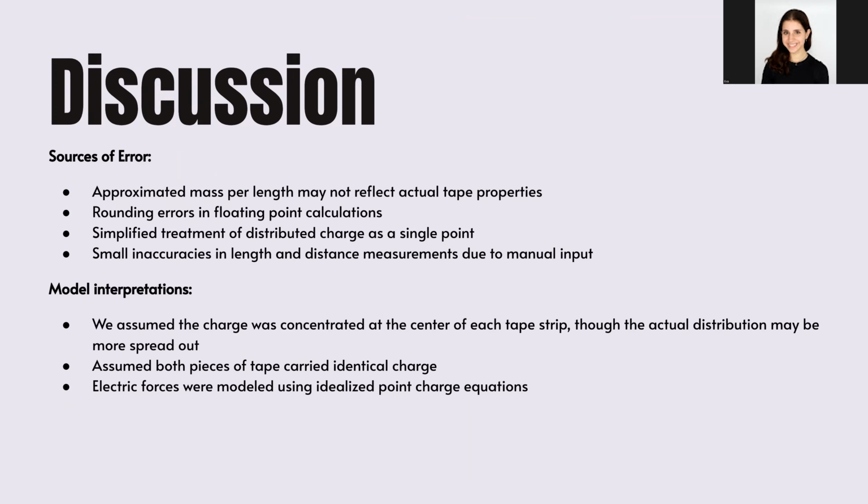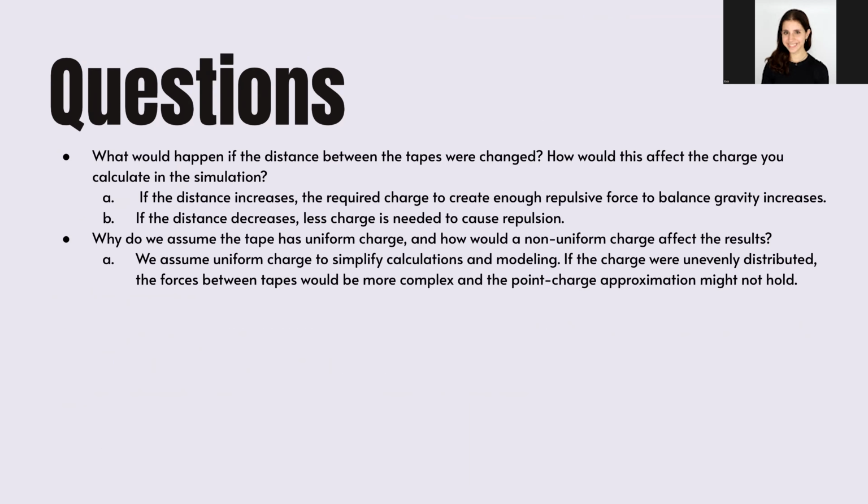Basically, there are some sources of error. The mass per length approximated might not actually be accurate, and I've simplified a lot of the measurements. And I also assumed that the charge was concentrated at the center of each tape strip, but this might actually not be the case, and they might have different charges.